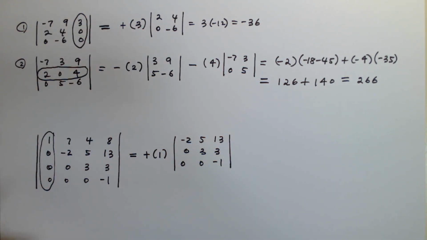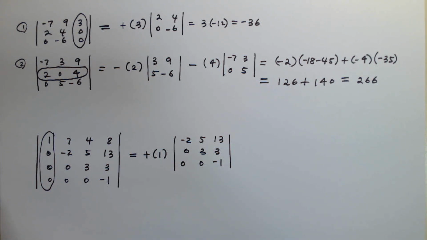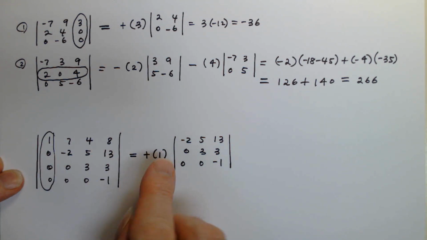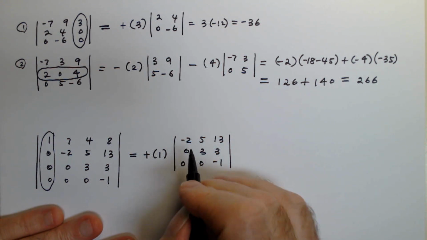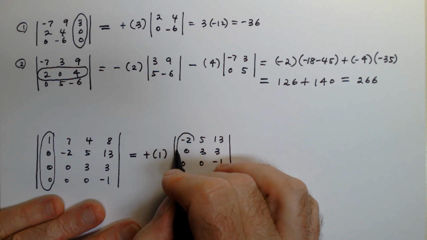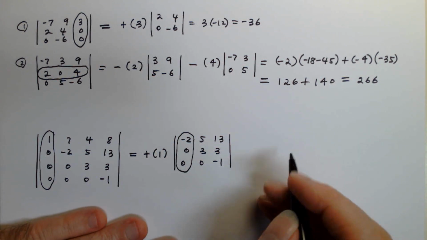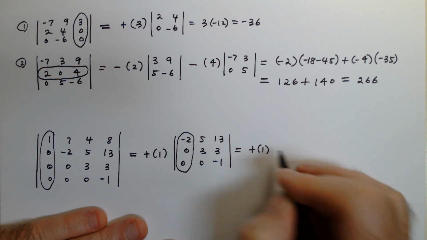Now what we notice is that the matrix that we're left with is itself upper triangular. So by picking this first column to expand along, I'm getting another upper triangular matrix. And so what we're going to do, of course, is just repeat the same process. It worked once, it's going to work again. Let's expand along this first column. So what we're going to get is a plus 1.